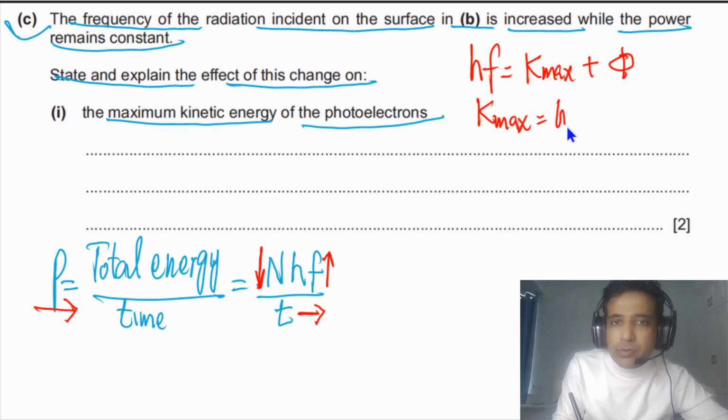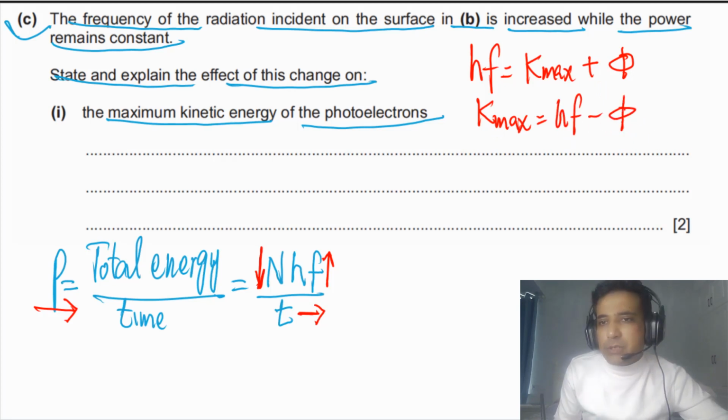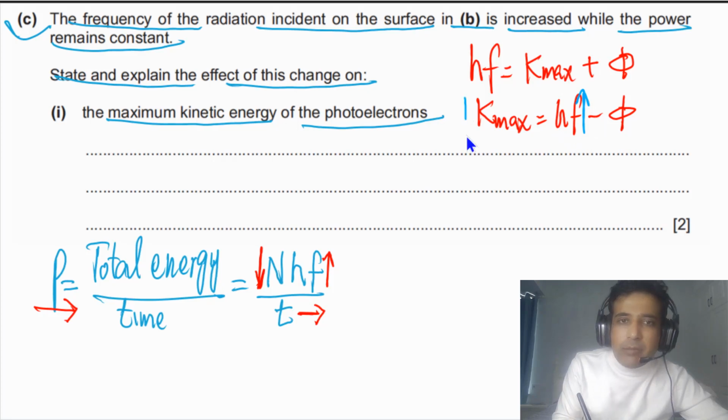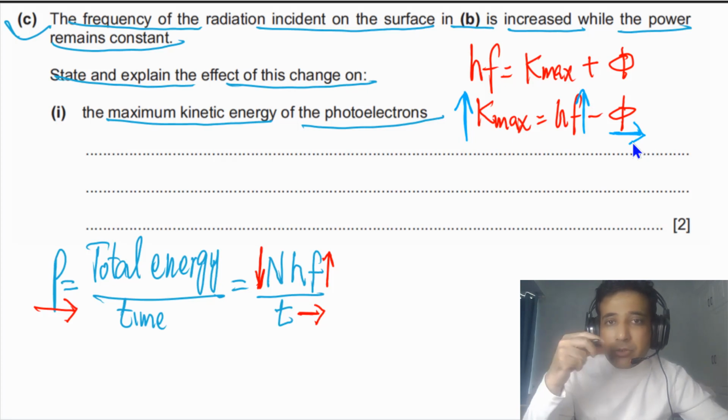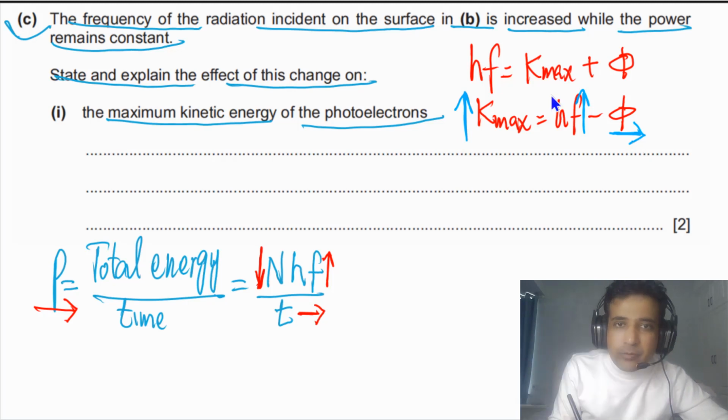So simply you can see from here, if the frequency increases, it means this energy increases. So the K max also increases because we are using the same metal, so work function is the same. That's all you simply need to understand. So you will say greater photon energy, same work function, so higher maximum kinetic energy.